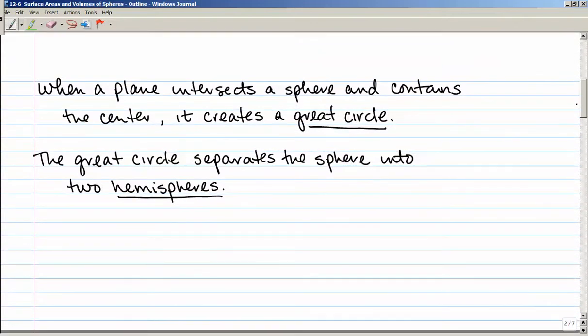When a plane intersects a sphere, so picture a plane going directly through the center of a sphere, and it contains the center, it creates a great circle. In other words, you can have an infinite number of planes intersecting a sphere, and they're going to create different sized circles. But when the plane goes through the sphere and contains the center of the sphere, that's the largest circle that you can get, and that's called the great circle. The great circle separates the sphere into two hemispheres, or exactly half spheres.